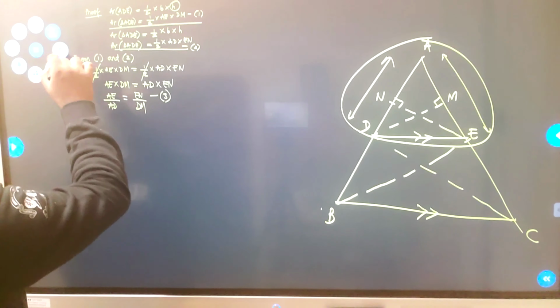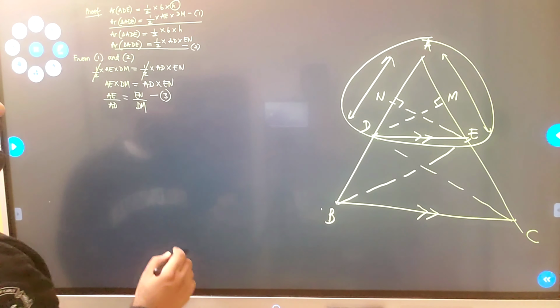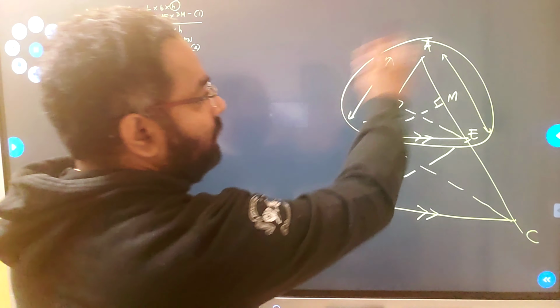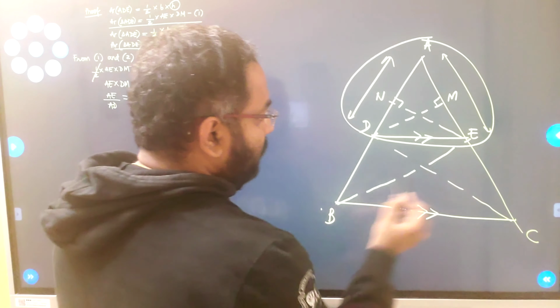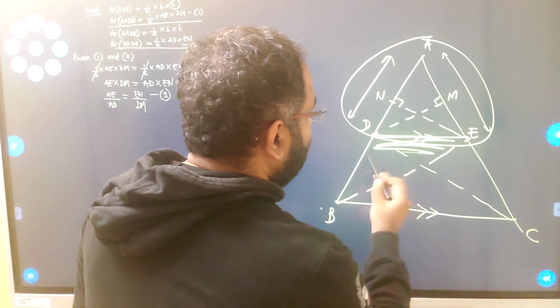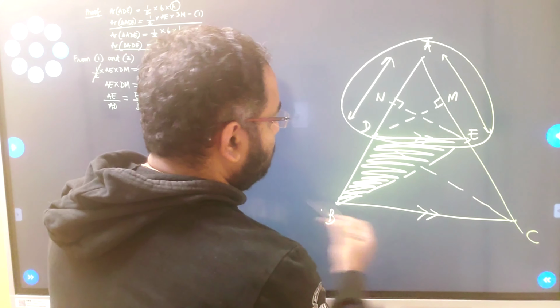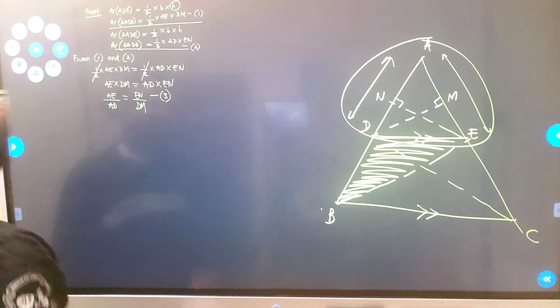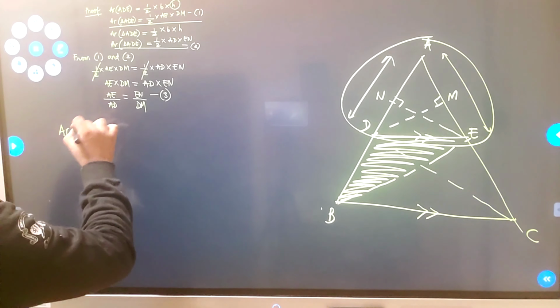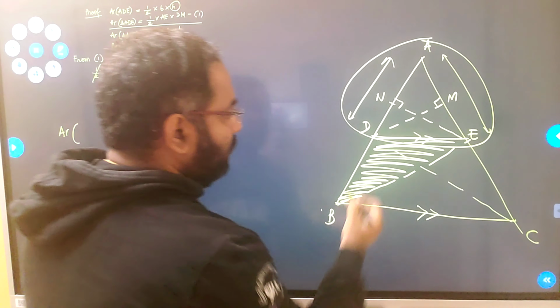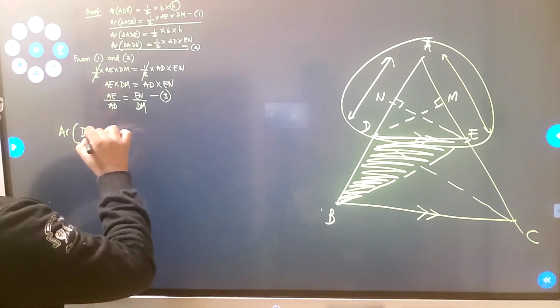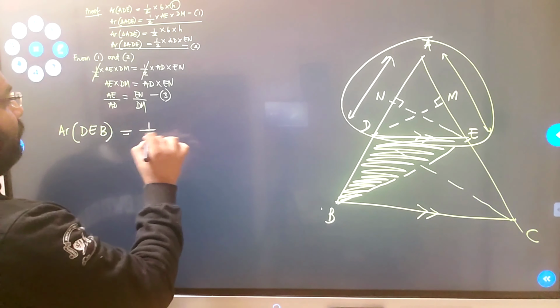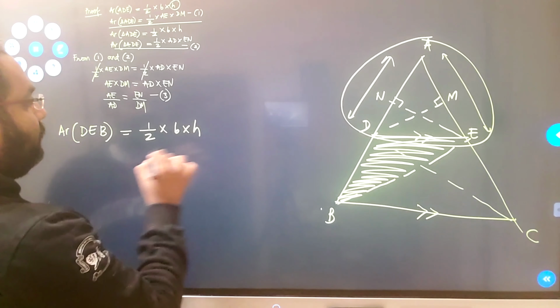Alright, let's go ahead now. Now that this part is done, let's focus on this part. Here, if you notice, I have two triangles. This is one triangle and this is the other triangle. Now I'm going to find the area of, let's start with this triangle. This is triangle DEB, which is again half base into height.